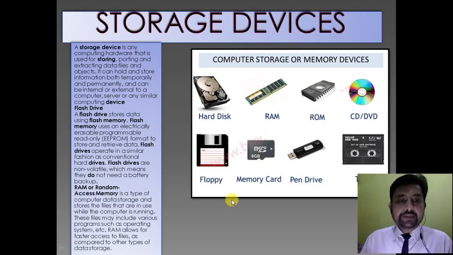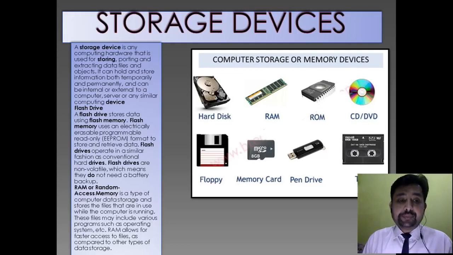A flash drive stores data using flash memory. Flash memory uses an electrically erasable, programmable, read-only format to store and retrieve data. Flash drives operate in a similar fashion as conventional hard drives. Flash drives are non-volatile, which means they do not need a battery backup.